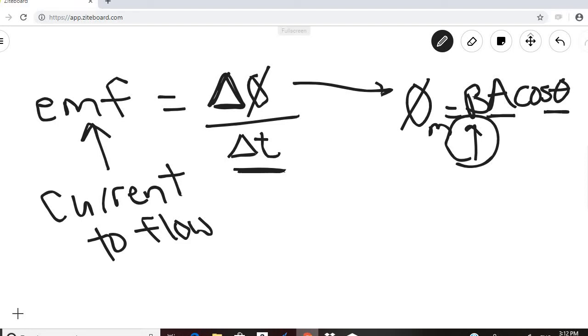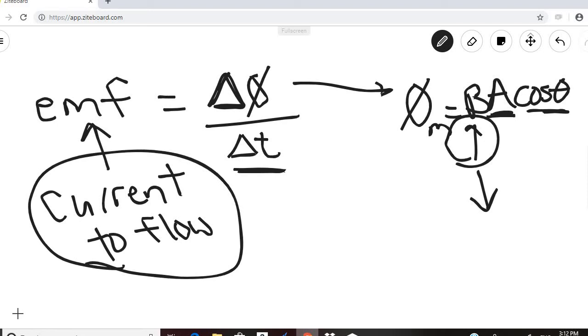So then what happens when you pull the magnet away, which is what was illustrated on the right-hand side of that figure? Again, A is not going to change, and the angle is not going to change. But now when you pull that away, the magnetic field is going to decrease. So the magnetic flux changes, and that's still going to cause current to flow because you create an electromotive force.